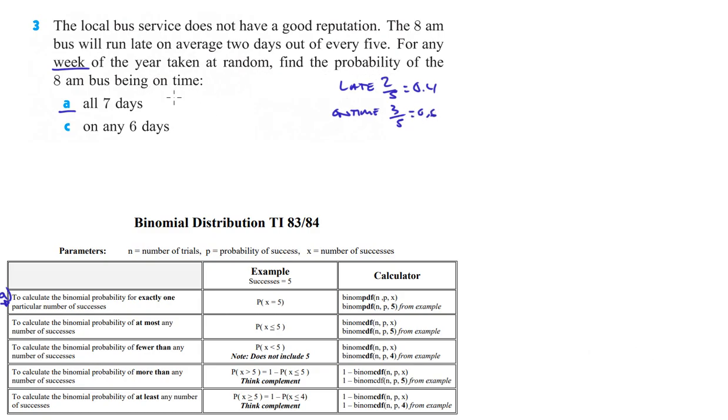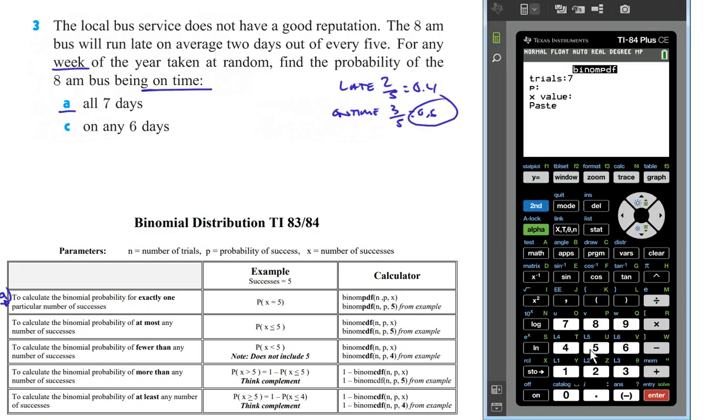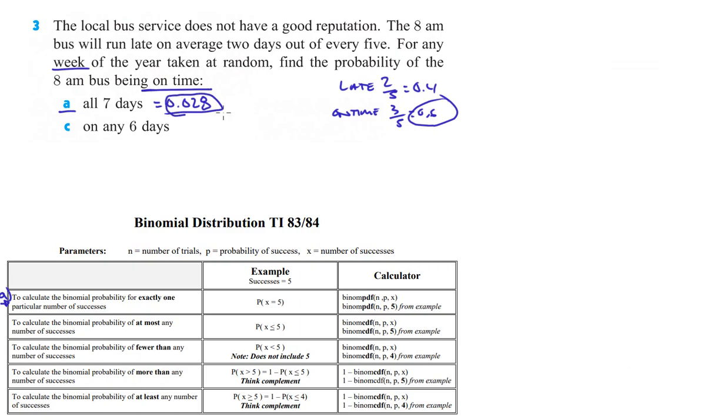So we want to know what's the probability of the bus being on time. So we're going to use the 0.6 here. So probability is 0.6. And then our x value, we want to know 7 out of 7. Okay, enter and push paste. And we're going to push enter one more time, and that is going to be 0.028, or 2.8% of the time. So not a very good chance.